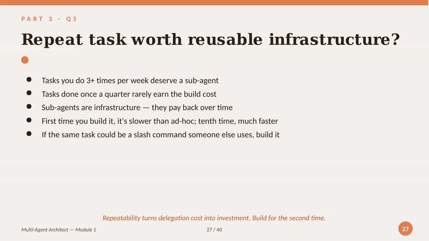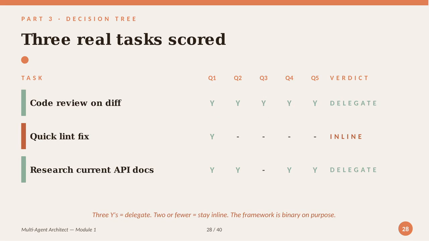Tasks done once a quarter rarely earn the build cost. Even if the task is delegation-shaped on the other 4 questions, if it only happens 4 times a year, the build cost may exceed the cumulative savings. Stay ad hoc. Subagents. The framework on 3 real tasks.